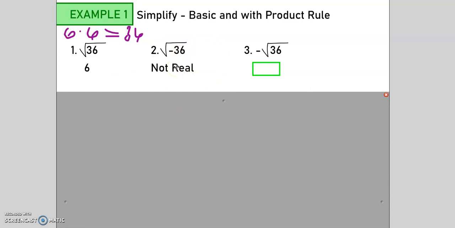Okay? Notice there's a difference between 2 and 3. In 3, there's a negative, but check, it's on the outside of the radical. So that's really like a negative 1 in the front being multiplied by the square root of 36. So the square root of 36, I know that's 6. And then that negative comes down with it. So my final answer is a negative 6. So, basic review there of some square roots.